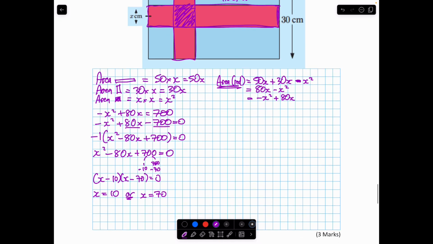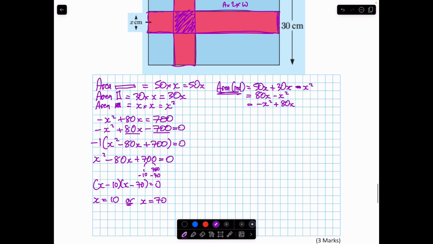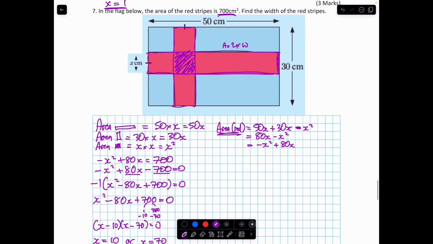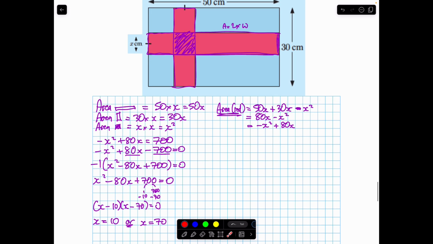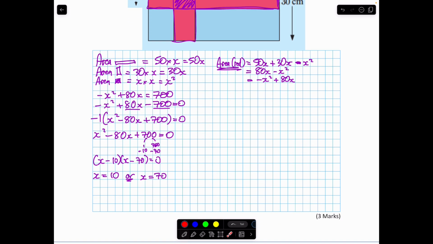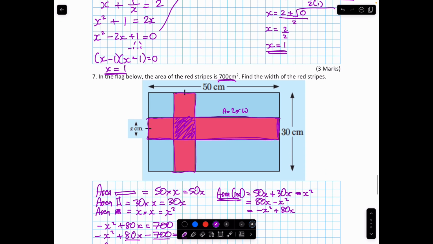But that's not the end of it. We have to think about it a little bit because we're saying we have 2 possible options, but look at the question. x is what we just found. It's either 10 or 70, but the flag is only 50 centimeters long and 30 centimeters wide. So we have to ignore x is equal to 70 because you can't have the stripe wider than that or longer than that. So x is 10, therefore stripes are 10 centimeters wide. Write your answer in a sentence.